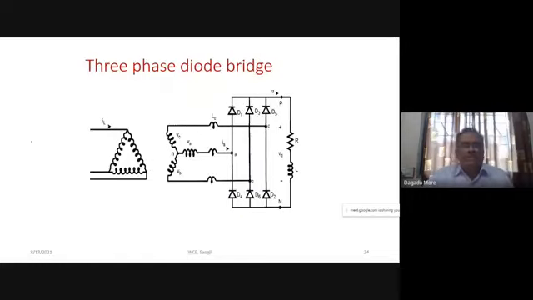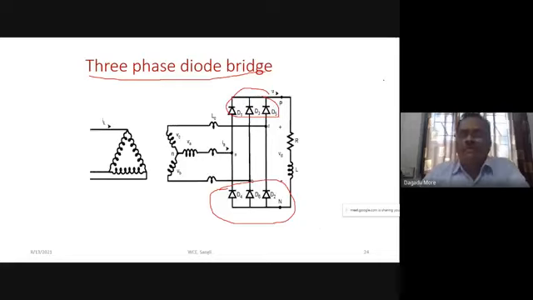After that, we discussed the three-phase diode bridge. In case of the three-phase diode bridge, we have seen that out of D1, D3, D5, one device will always be on, whereas in the lower group, you can call it D4, D6, D2, one device will always be on. So this 360 degree period is shared by these three devices. That's why each device is conducting for a period of 120 degrees. D1 is conducting for 120 degrees. D4 is conducting for 120 degrees.